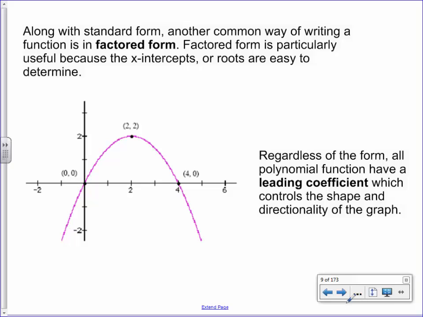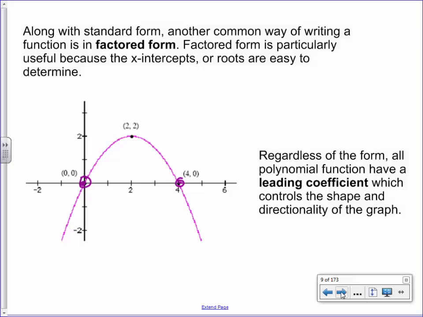One of the things we can do is we can write a graph in factored form. And that's what we learned to do a little bit last year, because we recognize that these points right here are very important as zeros. And then another thing we learned about last year was about leading coefficients, which controls whether the graph is right side up or upside down. What is the nature of the leading coefficient for this graph? Positive or negative? Negative. Good.